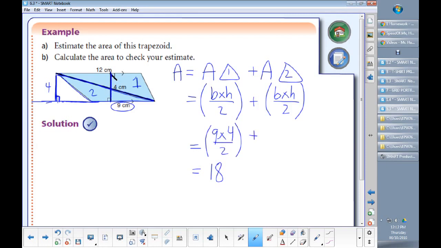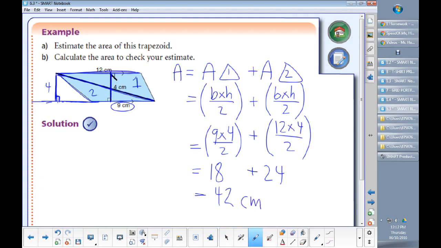For my second triangle, my base is going to be 12. If you think of it as an upside down triangle, it's 12. My height is the same. It's also going to be 4, divided by 2. So 12 times 4 is 48. Divide that by 2, I get 24. Add those two up: 24, 34, 44, take away 2. So 42. And in this case, I make sure to add my units, centimeters squared. That is going to be the area of this trapezoid. And that's not bad because I estimated 40. So I was pretty close.